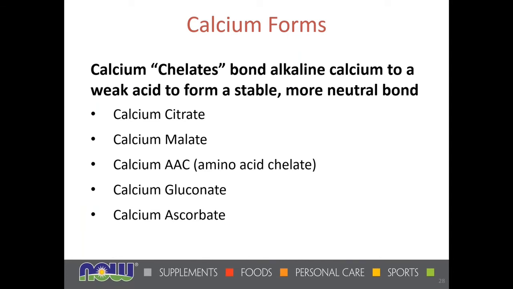Some of the forms you will find are these calcium chelates that are pre-acidified, pre-digested: calcium citrate, calcium malate, calcium citrate malate, which might be more common than calcium malate. Calcium amino acid chelate, which could be specific amino acids like glycinate. Calcium gluconate and calcium ascorbate are all forms you can find in supplements.